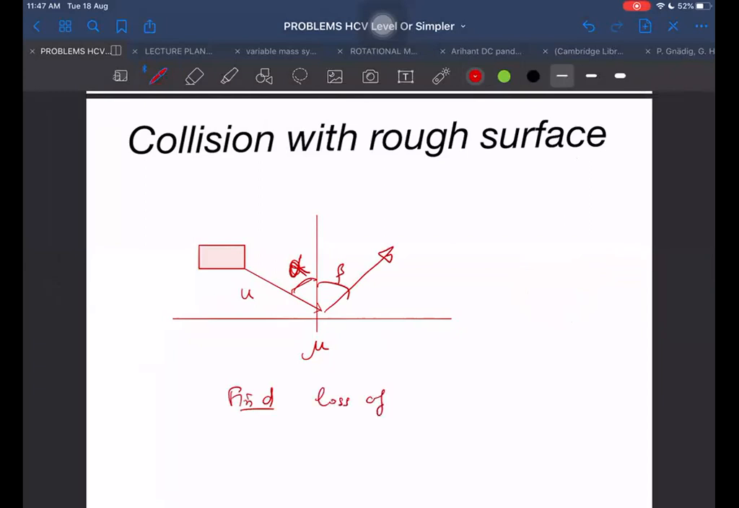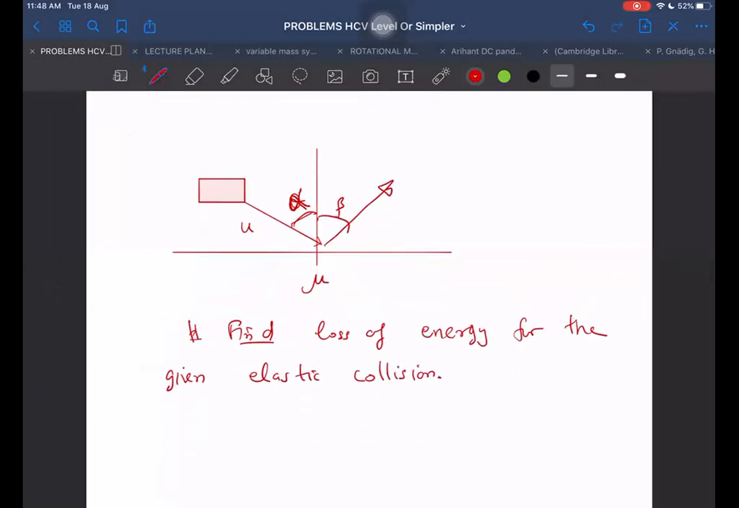Find the loss of energy for the given elastic collision. No loss, sir. Find the loss of energy for the given elastic collision. If it is an elastic collision, one thing comes to your mind quickly, that it has no loss, and it is completely wrong, obviously. Sir, but friction is there, no, sir?